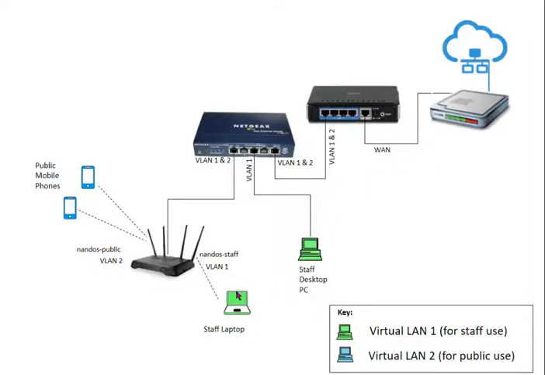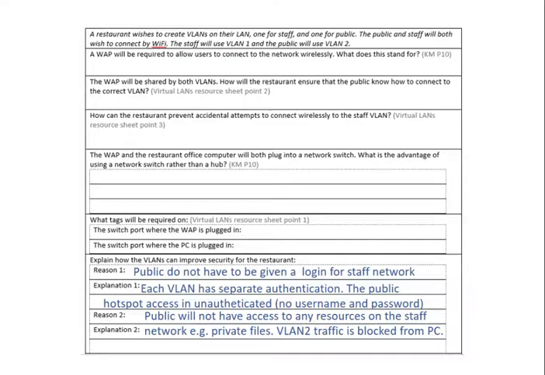So we've got one physical network, but by creating 2 virtual LANs on the one physical LAN, we can have one network for public and one network for staff. Okay, so let's just revisit the questions.